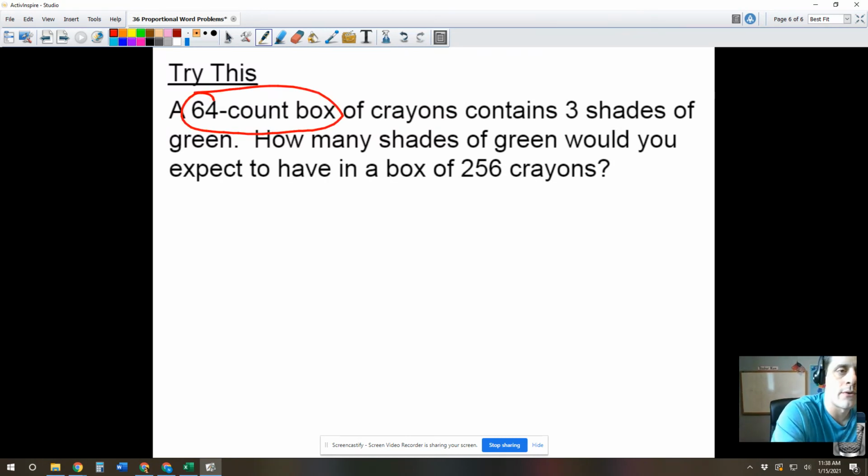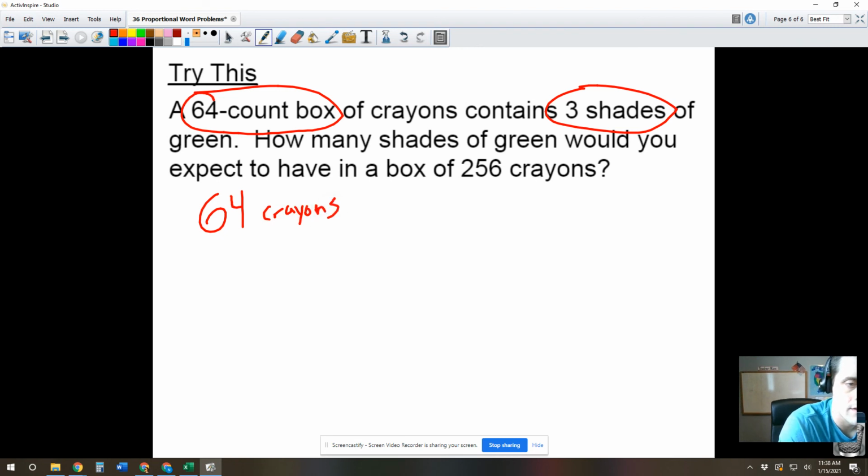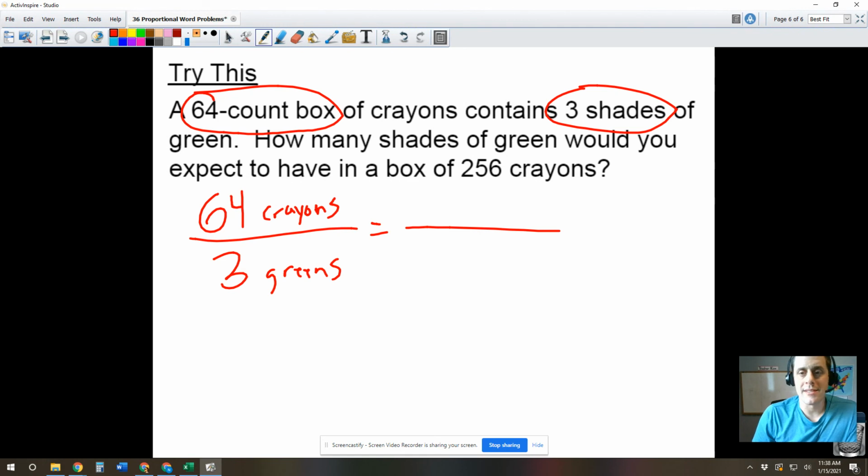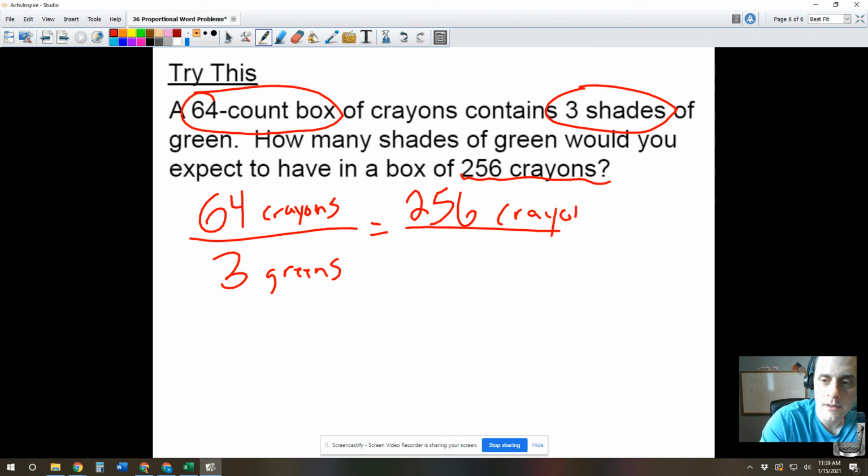Our initial ratio, I know a 64-count box of crayons will hold 3 shades of green. So 64 crayons would have 3 shades of green. I'll just say 3 greens. Question says, how many shades of green would you expect to have in a box of 256 crayons? 256 is a number of total crayons, so it's going to go on the top of my ratio, 256 crayons. And I'm going to use G for my variable because it represents an unknown number of green crayons.